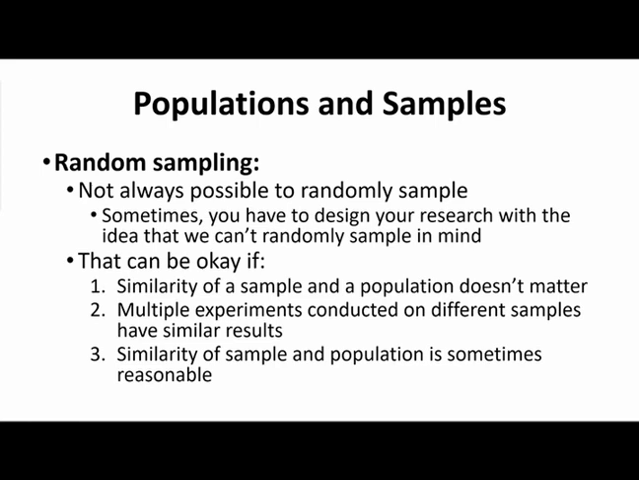Now, sometimes it isn't actually a bad thing to not have random sampling. There are specific scenarios where we can accept the fact that our sample isn't random and not be too worried about it. The first of these situations is if the similarity of a sample and a population doesn't matter. So if you're looking just to prove the fact that something is possible, then maybe it really doesn't matter what your sample is, because a single case that shows you that thing is possible is sufficient.